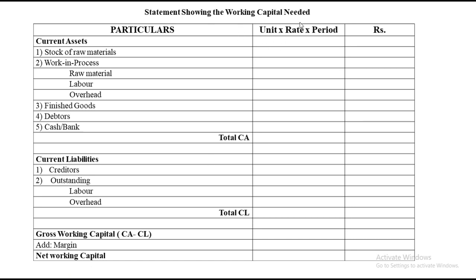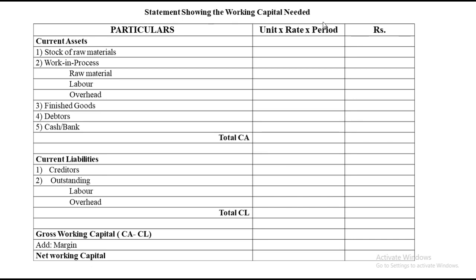The formula is very simple. It's unit multiplied by the rate multiplied by the period. Unit and rate will appear from the working note that we will create. Period is the only thing which we'll have to check in the question. Now I want everyone to note down this particular format.